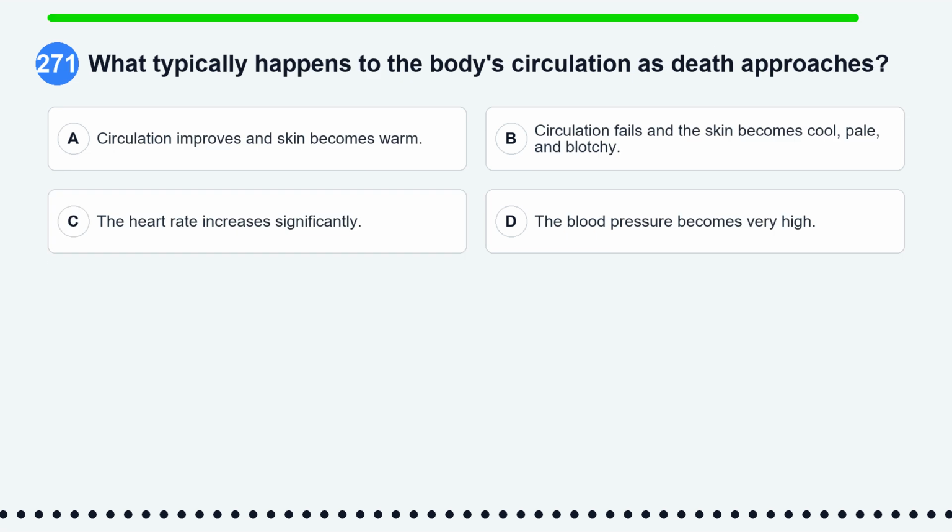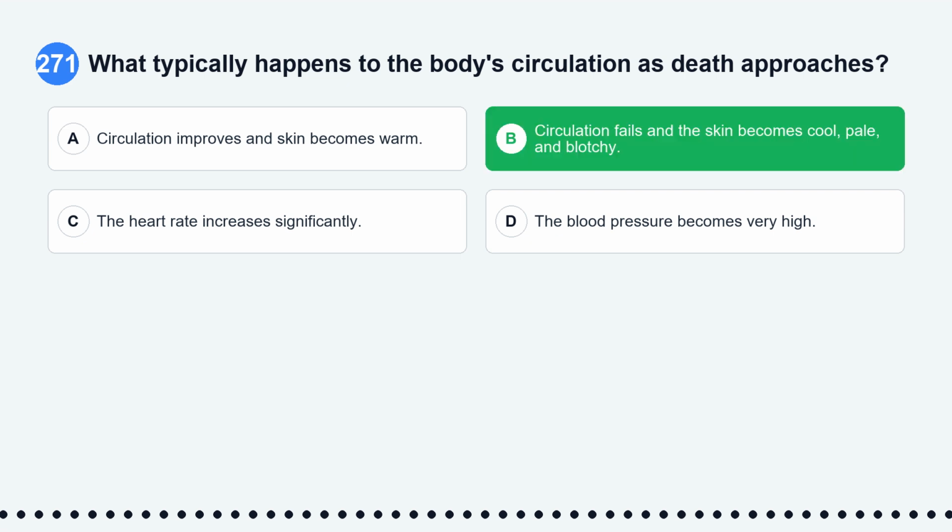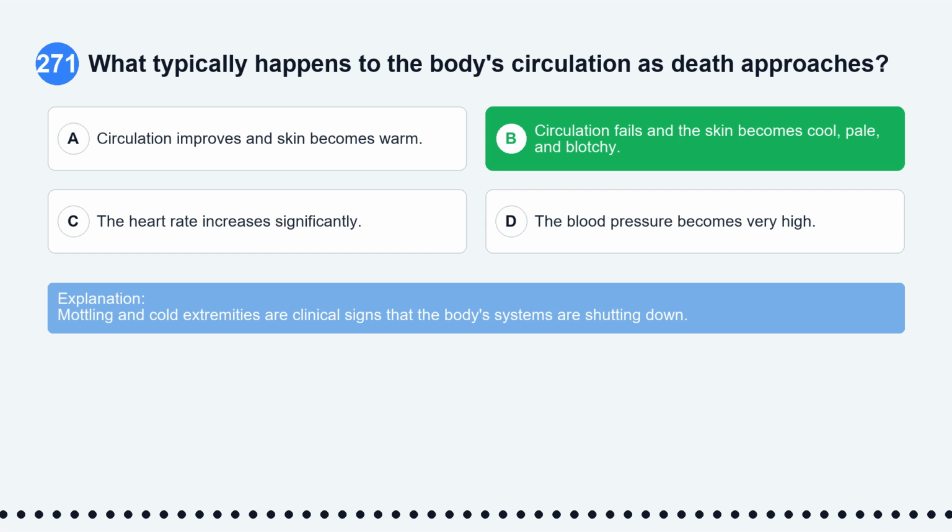Question 271. What typically happens to the body circulation as death approaches? Option A, circulation improves and skin becomes warm. Option B, circulation fails and the skin becomes cool, pale, and blotchy. Option C, the heart rate increases significantly. Option D, the blood pressure becomes very high. The correct answer is option B, circulation fails and the skin becomes cool, pale, and blotchy. Mottling and cold extremities are clinical signs that the body's systems are shutting down.